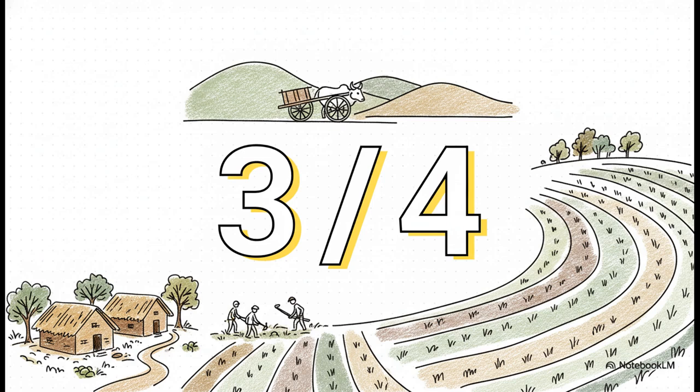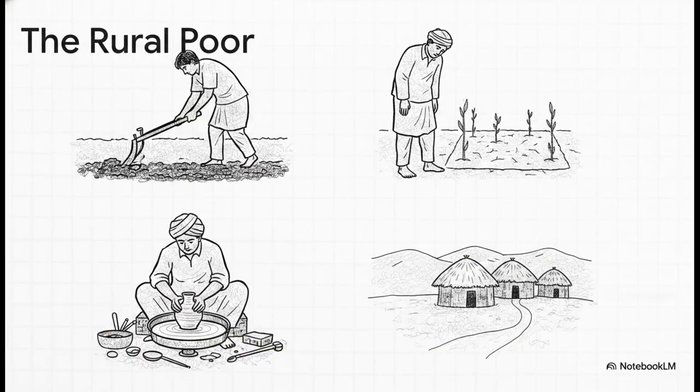Over 3/4 of poor people in India reside in villages. 3/4. That means if we're genuinely going to understand the true face of poverty, we have to look closely at the rural environment, because that is where the vast majority of it exists. So who exactly are the rural poor?